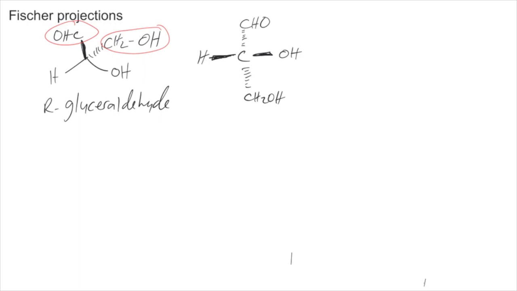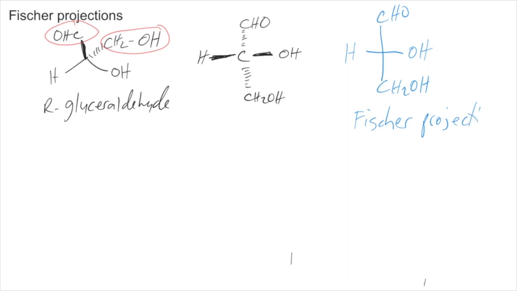Now to convert that into a Fischer projection, all I do is get rid of the wedges. And so at the bottom I have CH2OH, at the top I have CHO, to the right I have OH, and to the left I have H. This is now a Fischer projection of glyceraldehyde, of R-glyceraldehyde. All right, so that's a Fischer projection of R-glyceraldehyde.